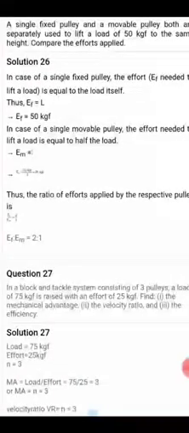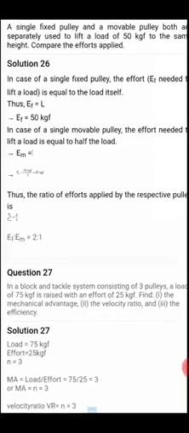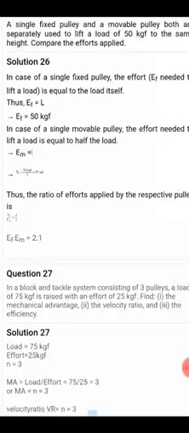Next. A single fixed pulley and a movable pulley, both are separated, used to lift a load of 50 kgf to the same height. Compare the effort. Okay, that is the question.